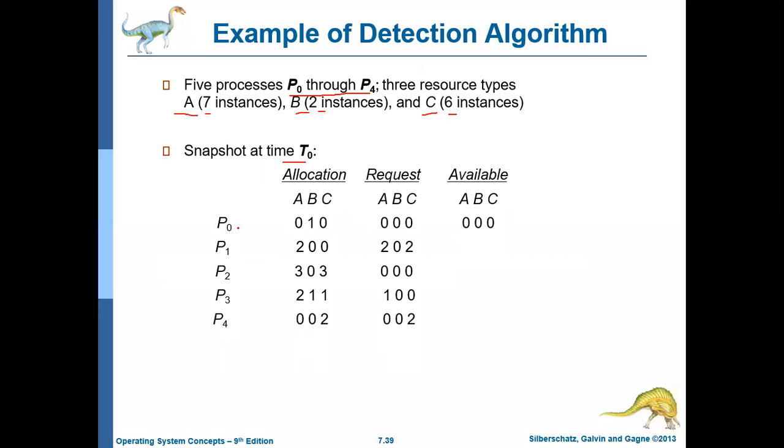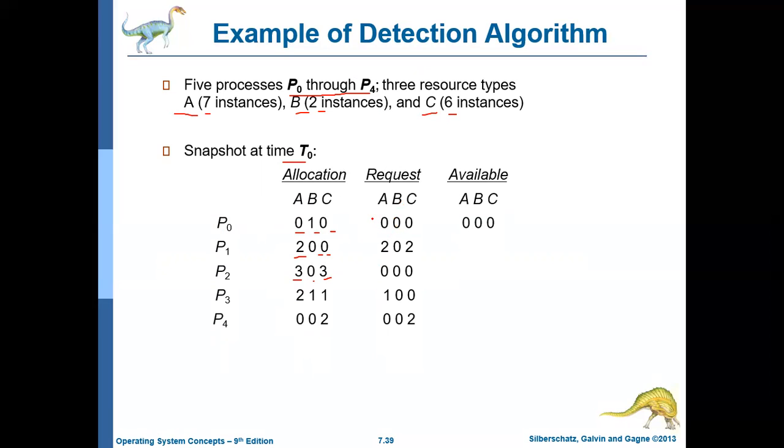That is, process P0 is assigned 0 instances of resource A, 1 instance of B, and 0 instances of C. And P1 is assigned 2 instances of resource A, 0 instances of B, 0 instances of C. And P2 is assigned 3 instances of resource A, 0 instances of resource B, and 3 instances of resource C, and so on and so forth. It continues. And this is the request. Here we don't use max and need. This is the current request.